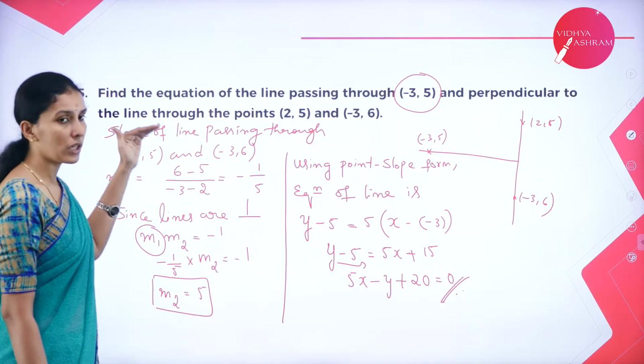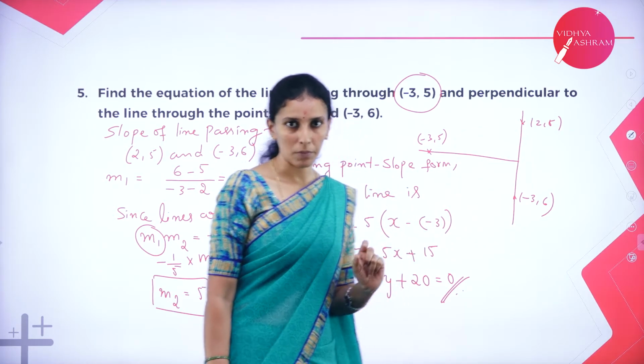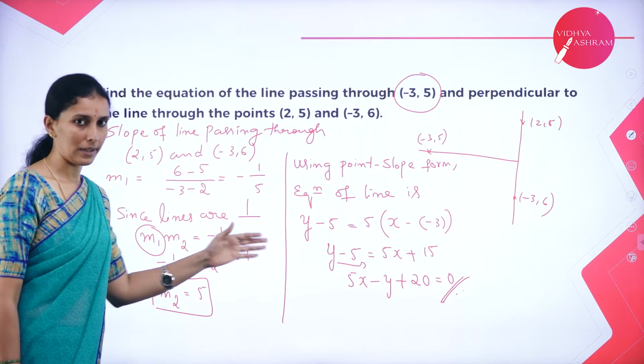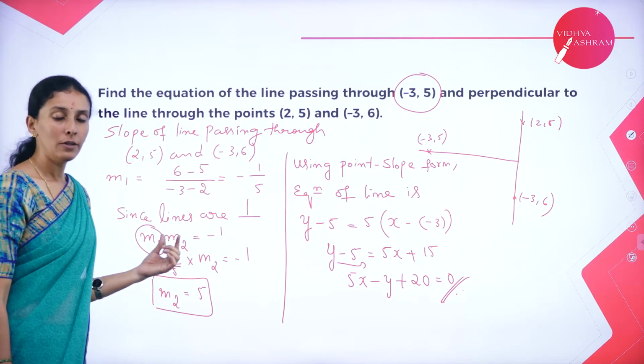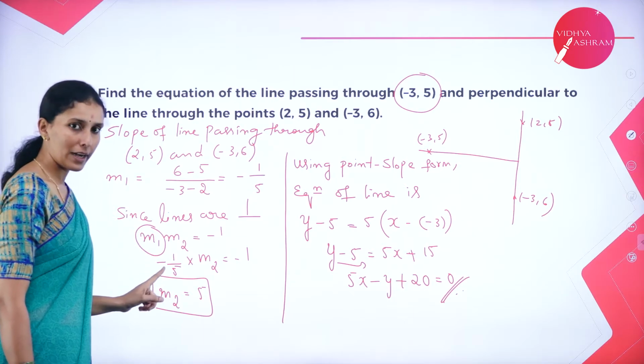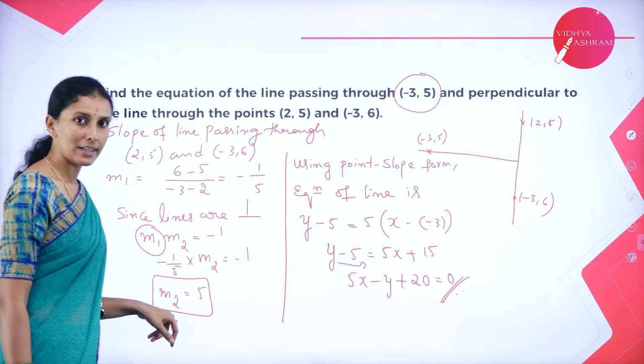So first you need to find the slope of the line which is passing through the given point. And they have said that those two lines are perpendicular. Since they are perpendicular, product of their slope is minus 1. So if you know the slope of the one line, you can find the slope of the second line. Now slope of the second line is found.